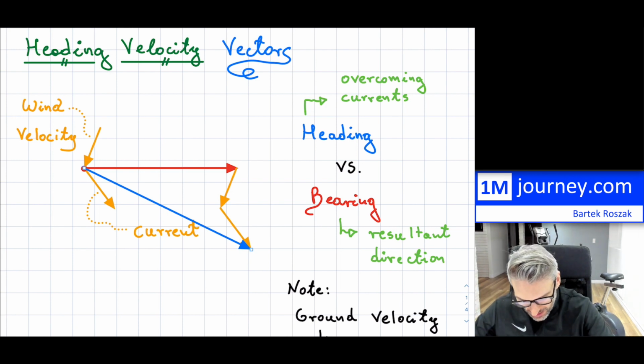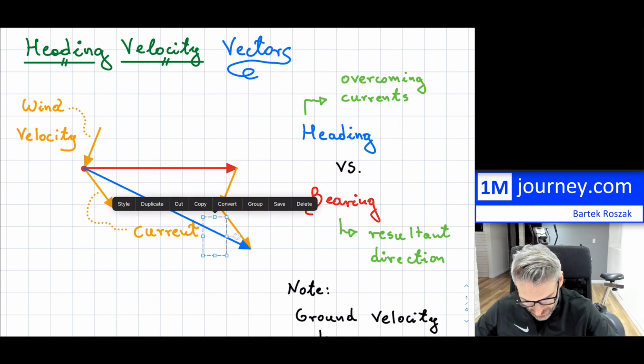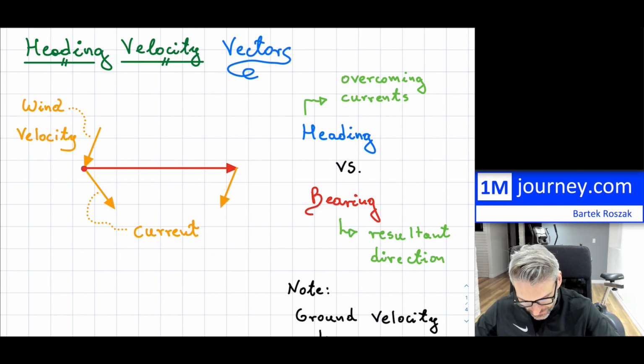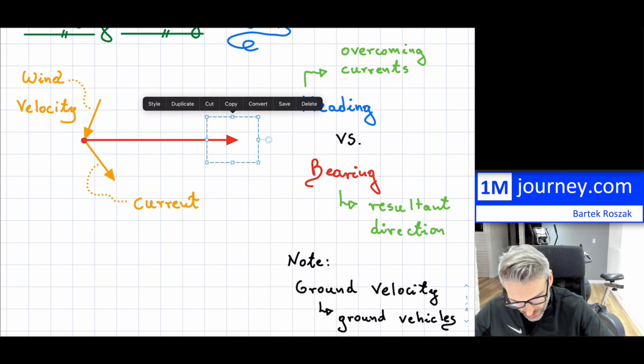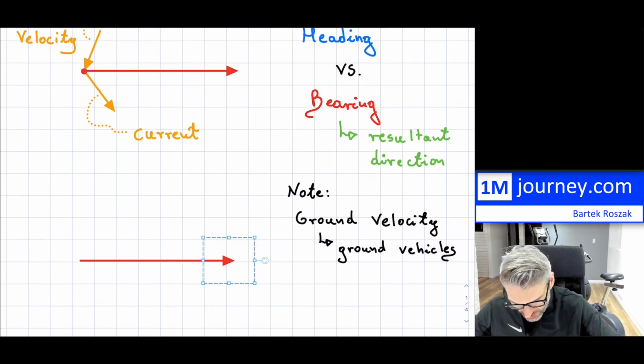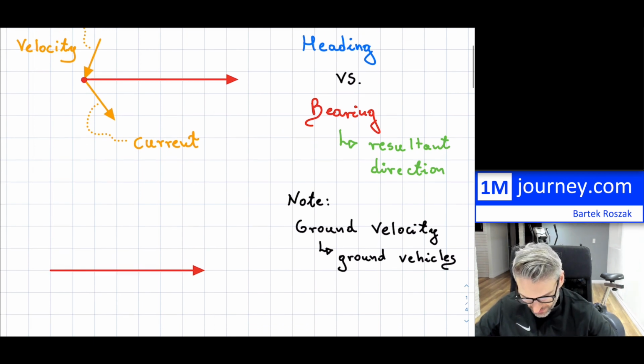So what we would like to do is compensate for these. If we know what these currents and winds are, let me just remove this for the moment, I'm going to remove that. Let's remove this as well. So what we want to do is this. If this is where we want to go, I'm going to place this vector over here. That's the direction that we want to be heading, and we're going to be moving at some particular speed, for instance.